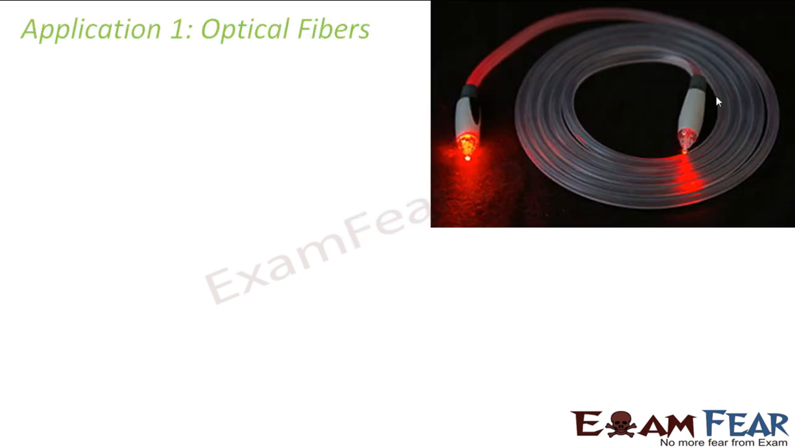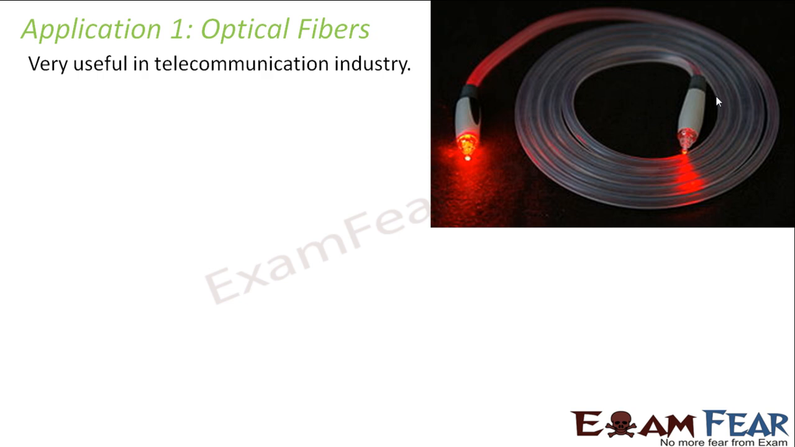The very first and very important application of total internal reflection is optical fibers. Where is it used? It is used in the telecommunication industry. So what are these optical fibers? For example, the cables which we use normally, the metallic wires used for data transmission. Instead of that, these optical fibers can also be used. Optical fibers work on the basis of the phenomenon of total internal reflection.